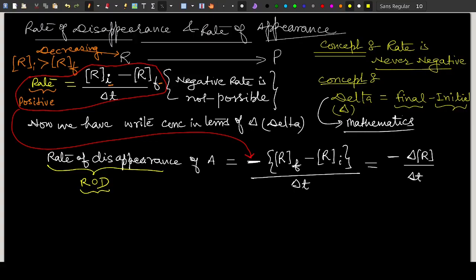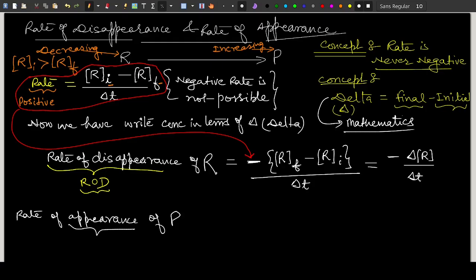The same thing we have to look at here for the products. What is the trend in the products? It is increasing. It is not decreasing. Products show the increasing trend. So we can say rate of appearance of P, which is the product, and here it is the reactant R, rate of disappearance of R.